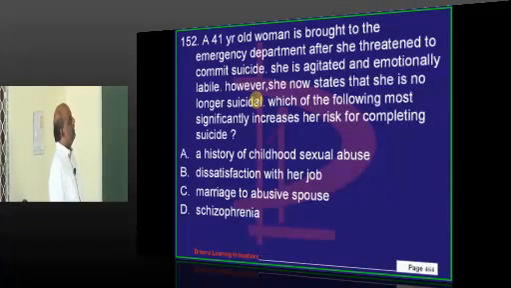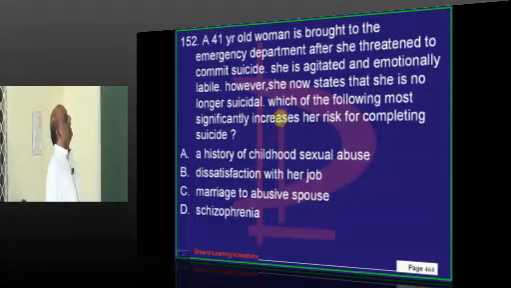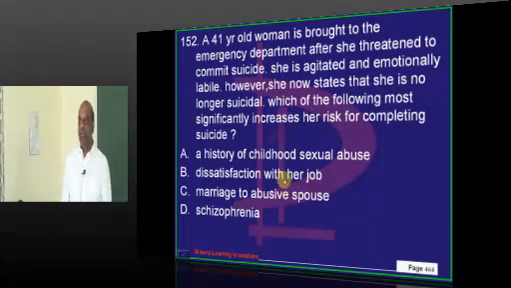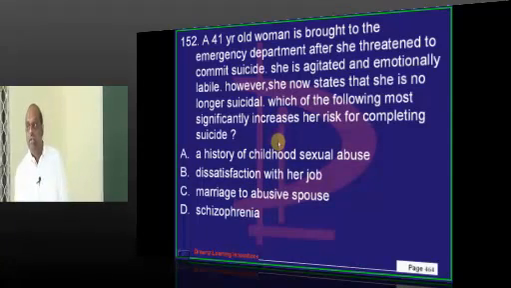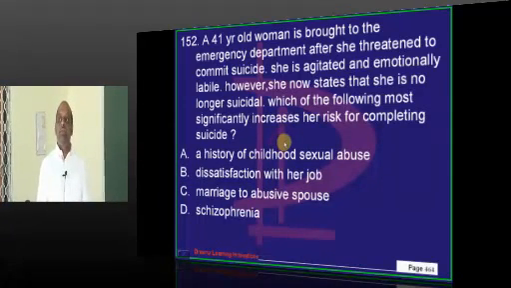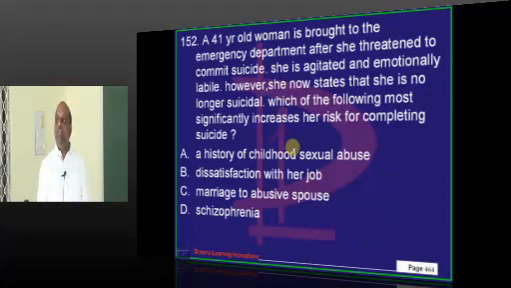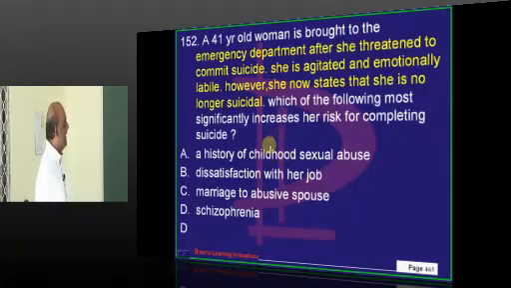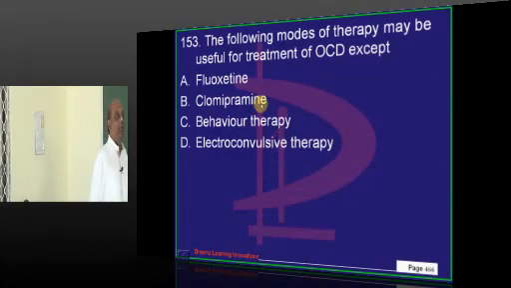A 41-year-old threatened to commit suicide. She was agitated and emotionally labile. Now she is no longer suicidal. Her husband is having that tendency now. And what is the most important risk factor for completing a suicide? Very good. Psychotics, schizophrenia. If they think of suiciding, they will definitely carry it out. Others will only threaten it. Or delusional guys may think they are suiciding, but actually they are eating biryani. So, delusional guys. Now, coming to the treatment of OCD.